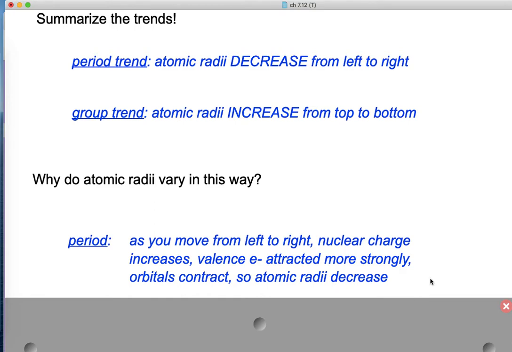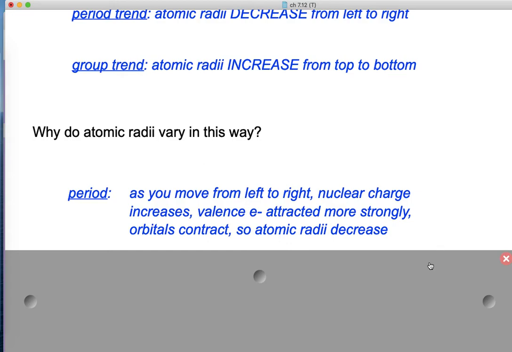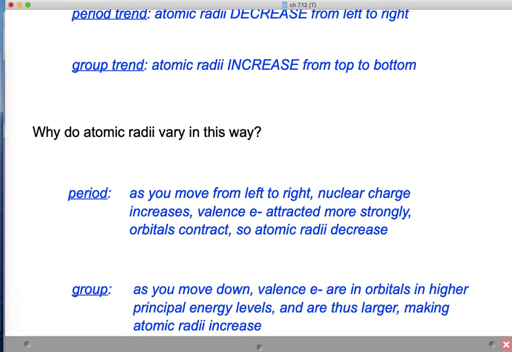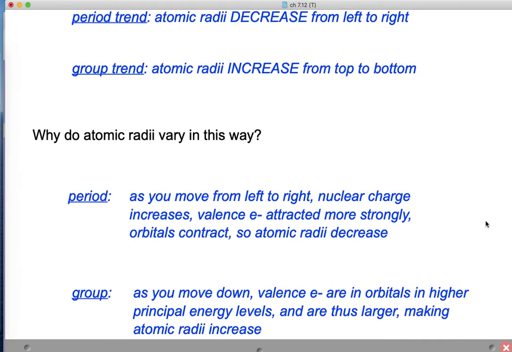Why would atomic radii get larger as you move from the top to the bottom? We explain the group trend by saying that as you move down, the valence electrons are in orbitals that are in higher principal energy levels, which are larger, making the atomic radii increase. So the general trends are atoms get smaller as you move from left to right, they get larger as you move from the top to the bottom on the periodic table.